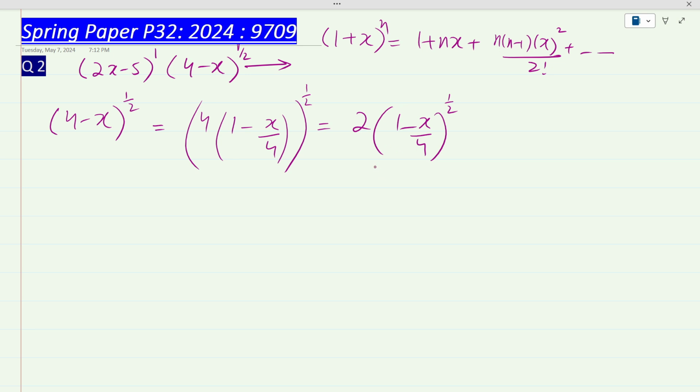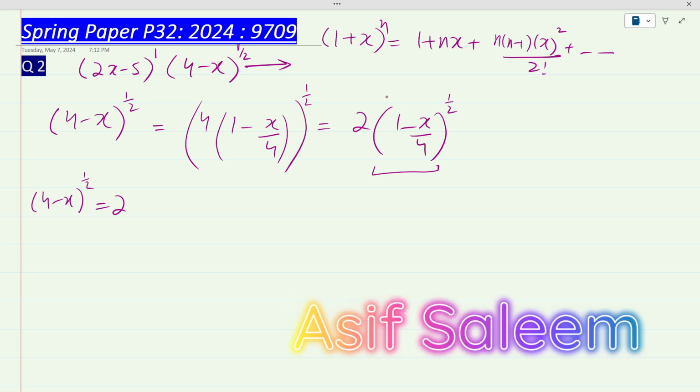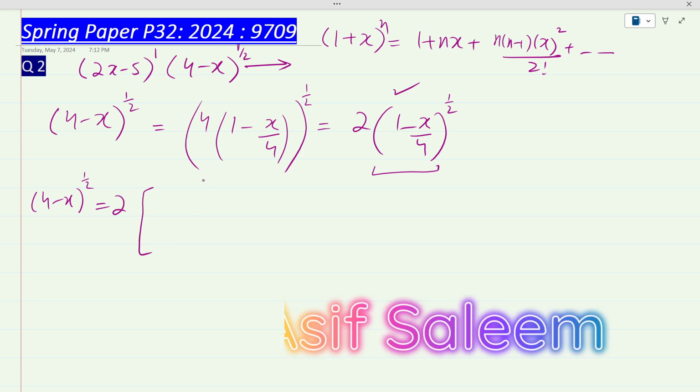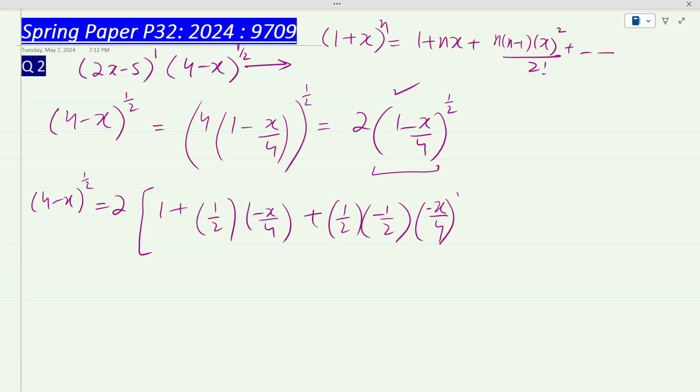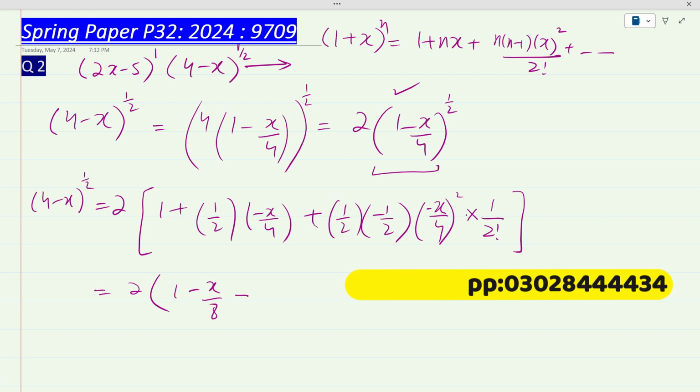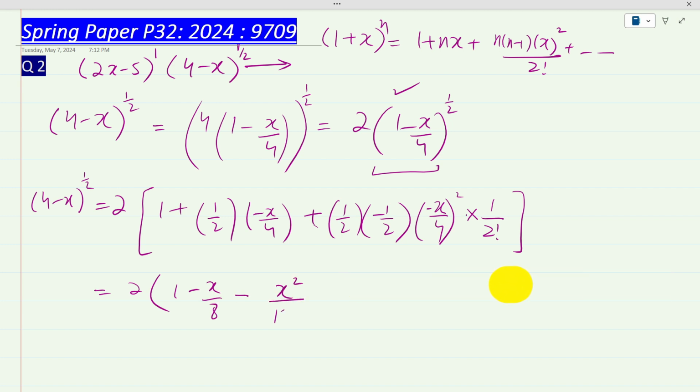So it means you are going to expand this thing. So 4 minus x to the power 1 over 2 means 2 times of this expansion. We are going to expand this. Now here n is 1 over 2, x is minus x over 4 along with the sign. So 1 plus n, and then we have x, which is x over 4, plus n into n minus 1, 1 over 2 minus 1 is minus 1 over 2, times minus x over 4 squared divided by 2 factorial. Well, let's simplify this. So we have 2 times 1 minus x over 8 minus x squared over 128.